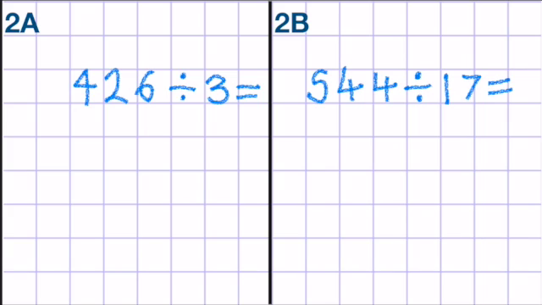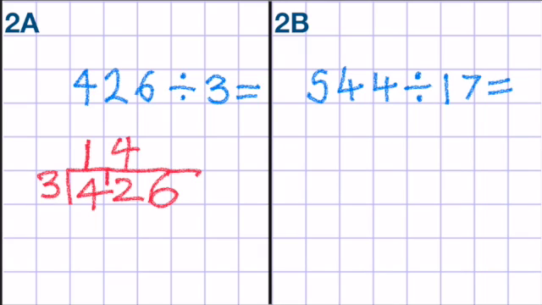Next you have 2 divisions. So choose which side you'd like to do. Okay, let's go through 2A. Do the bus stop method. 3 goes into 4 once, carry the 1. 3 goes into 12 4 times. 3 goes into 6 twice, so it's 142.